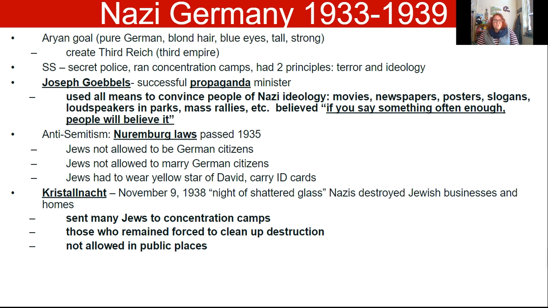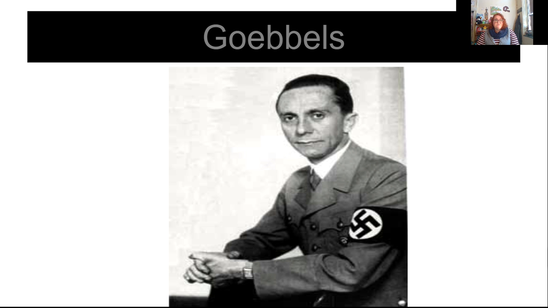And tensions between Jewish people and Germans had reached such a pinnacle that on November 9th, 1938, Kristallnacht would happen. Kristallnacht is German for Night of Shattered Glass. This is where Nazis would destroy Jewish businesses and homes, and they sent many Jews to concentration camps. Those who remained were forced to clean up the destruction, and they were not allowed in public places. Those who remained also had to go live in ghettos.